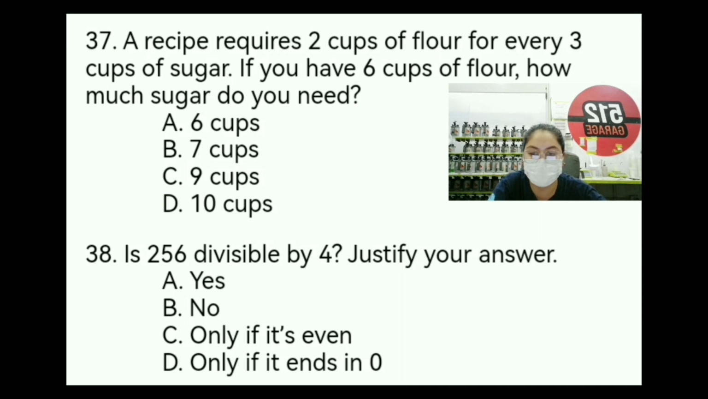Let's rationalize each choice. Letter A, 6 cups. This is incorrect. This would correspond to equal parts of flour and sugar, not the 2 to 3 ratio. And letter B, 7 cups. This is also incorrect. This does not align with the ratio 2 to 3. And letter C, 9 cups. This is correct. This satisfies the 2 to 3 ratio when scaled up for 6 cups of flour. And lastly, letter D, 10 cups. This is also incorrect.